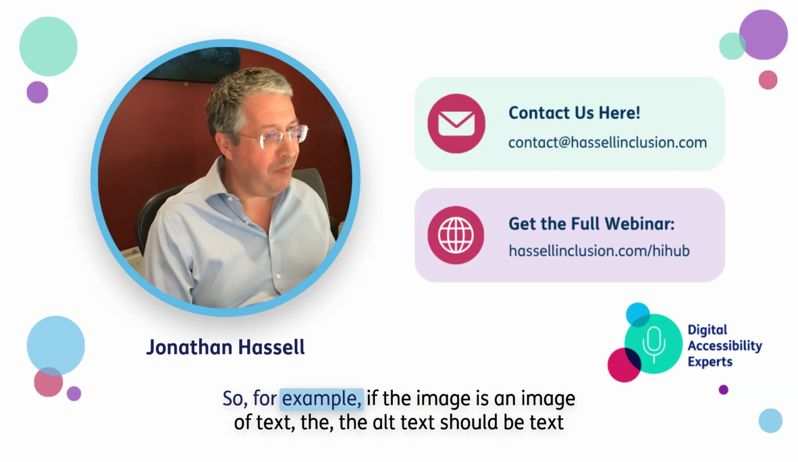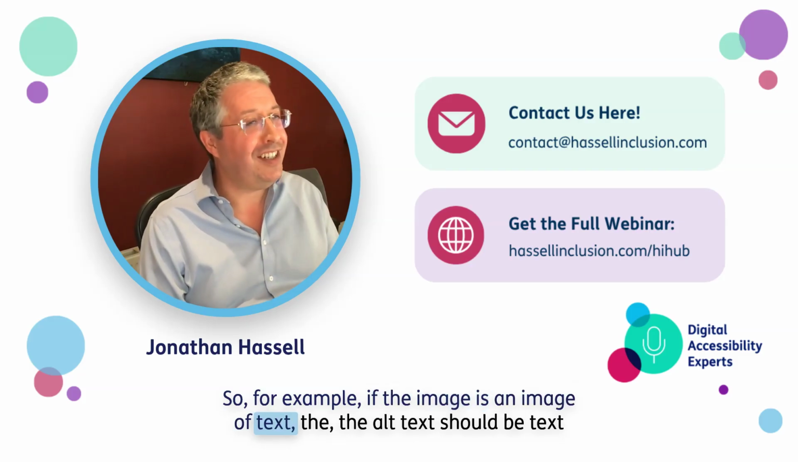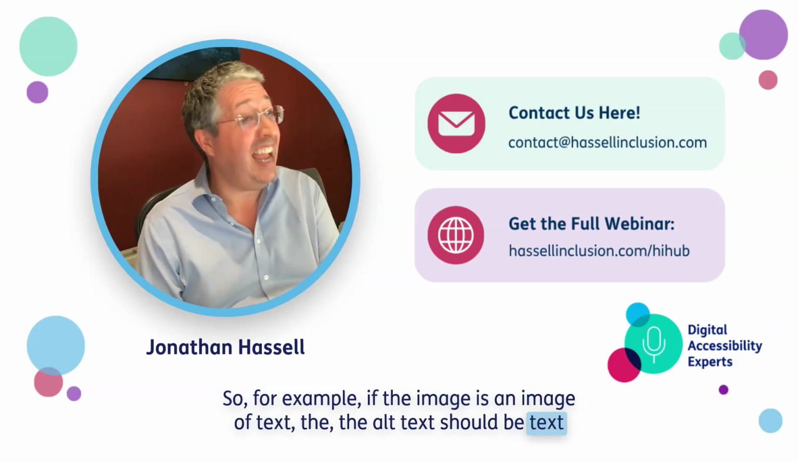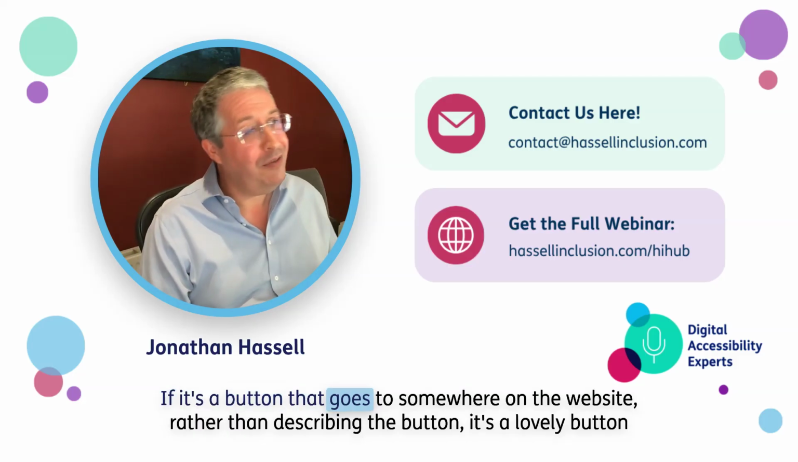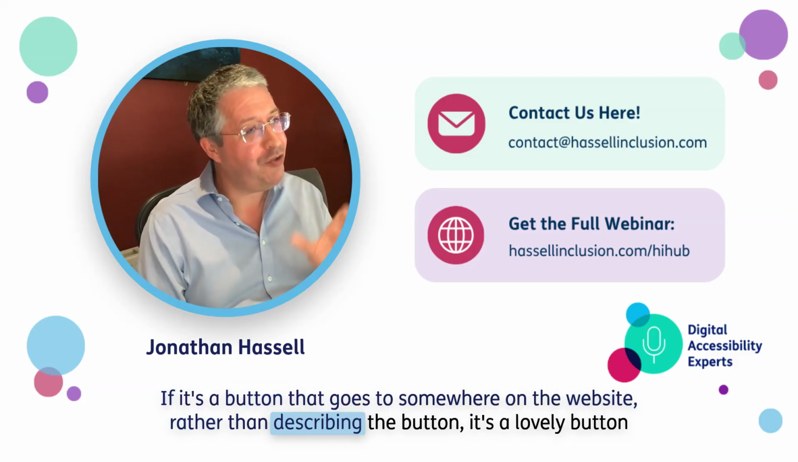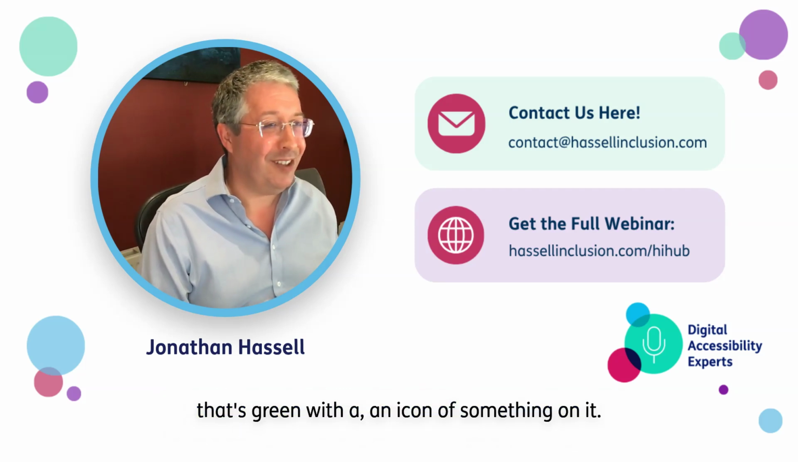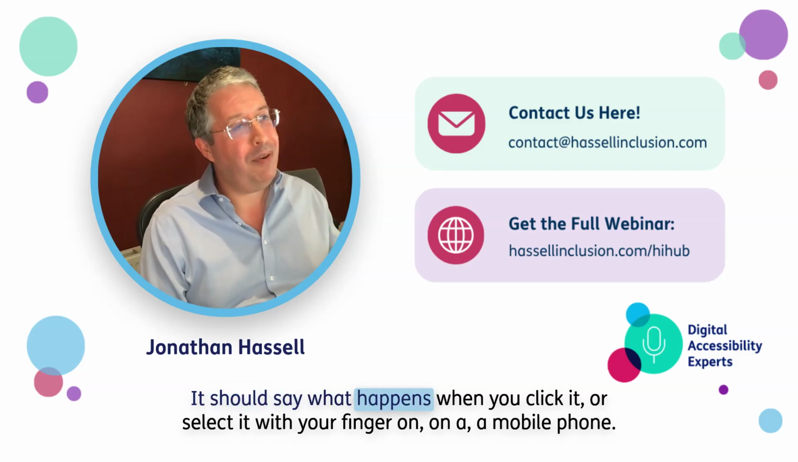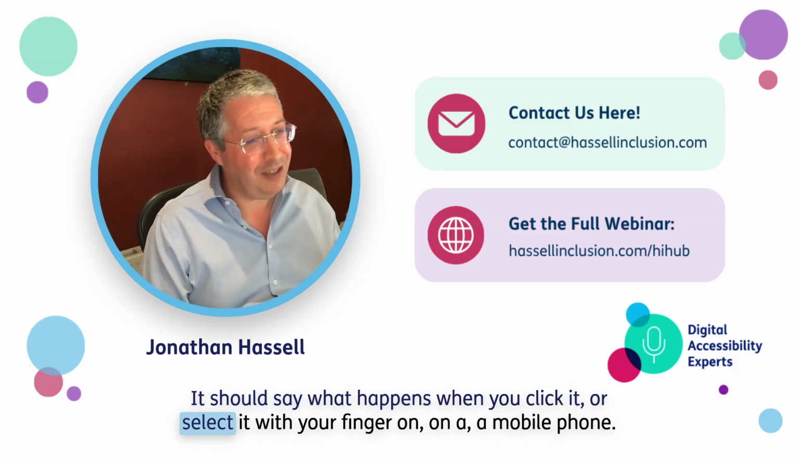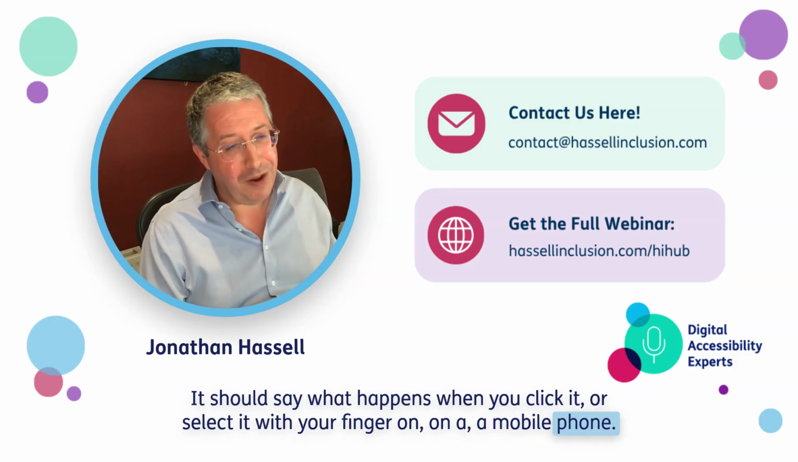For example, if the image is an image of text, the alt text should be text to say what that text is. If it's a button that goes somewhere on the website, rather than describing the button as a lovely green button with an icon on it, it should say what happens when you click it or select it with your finger on a mobile phone.